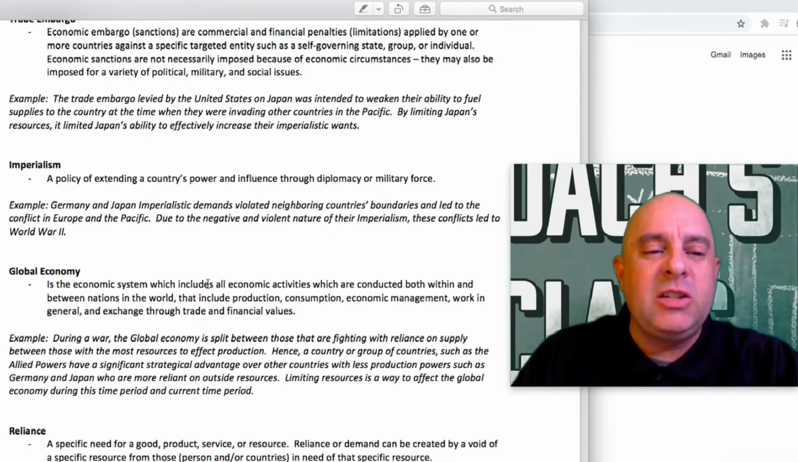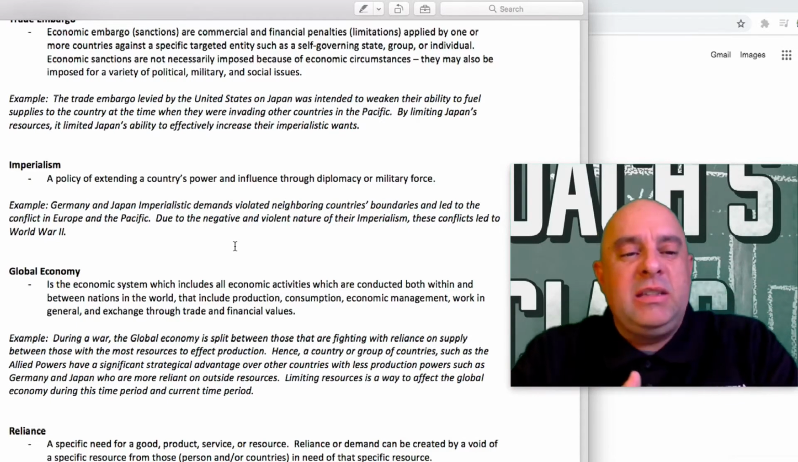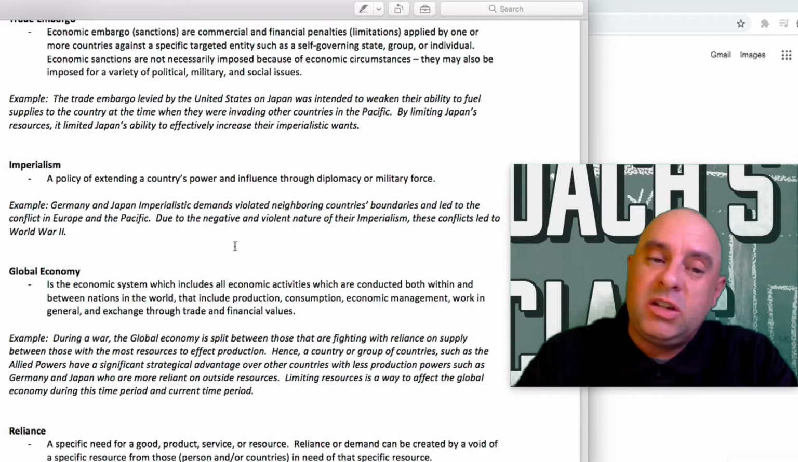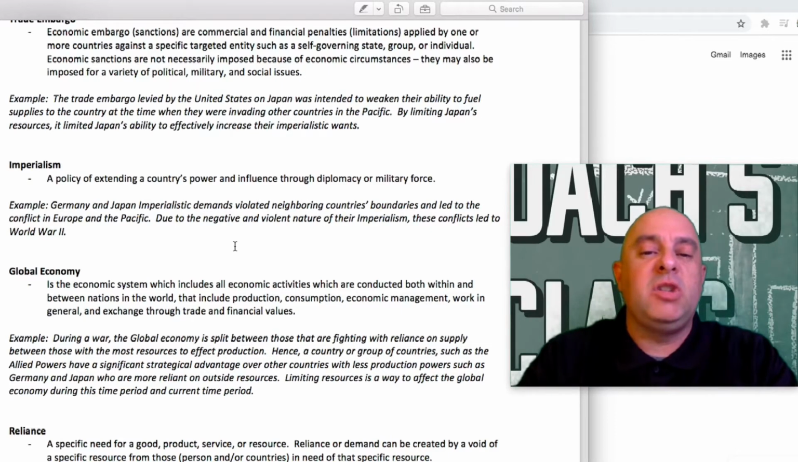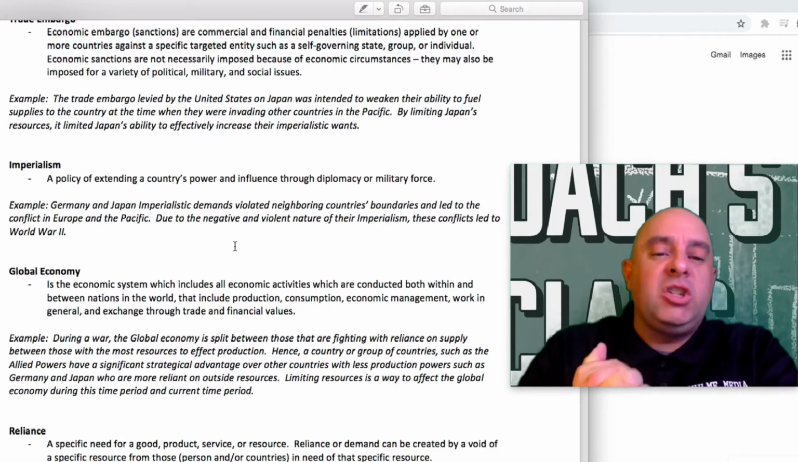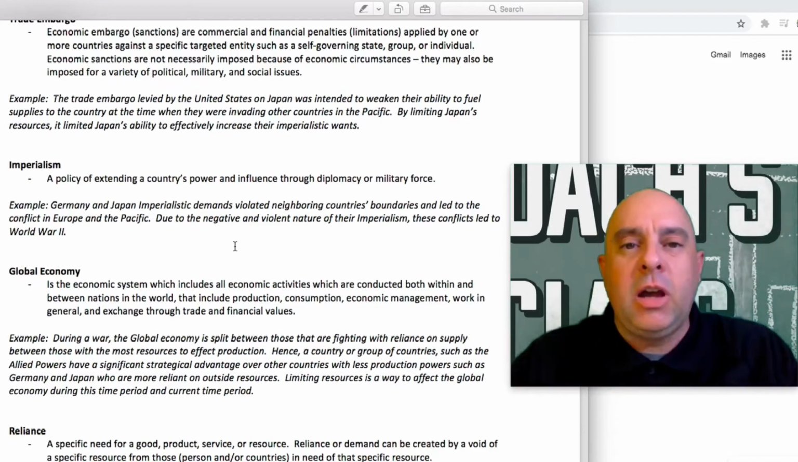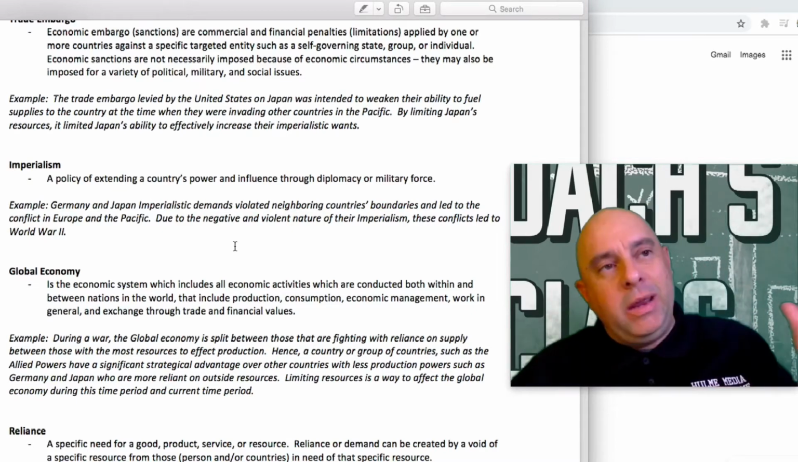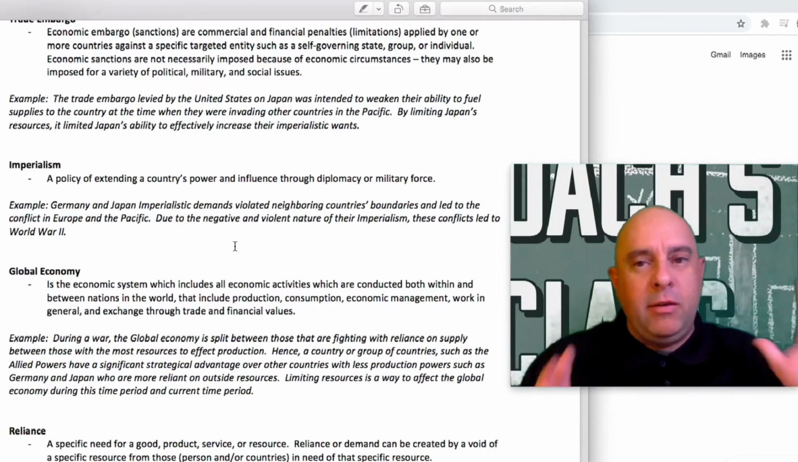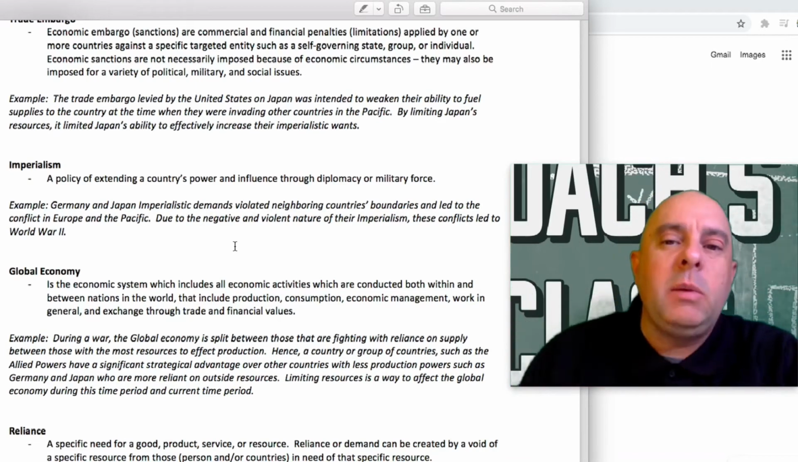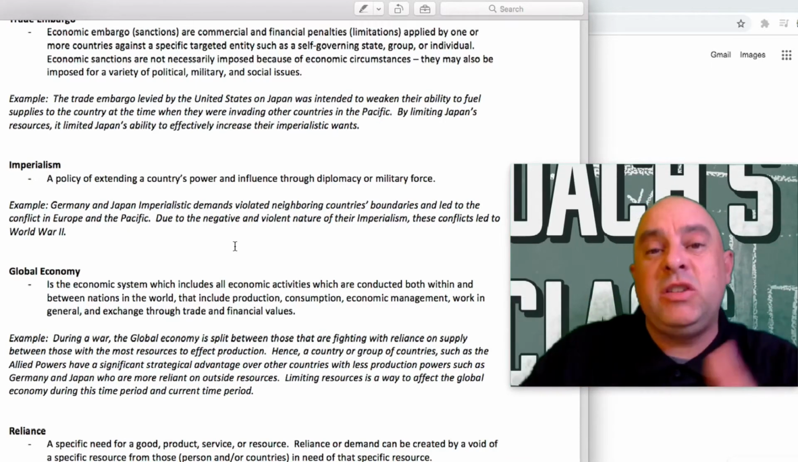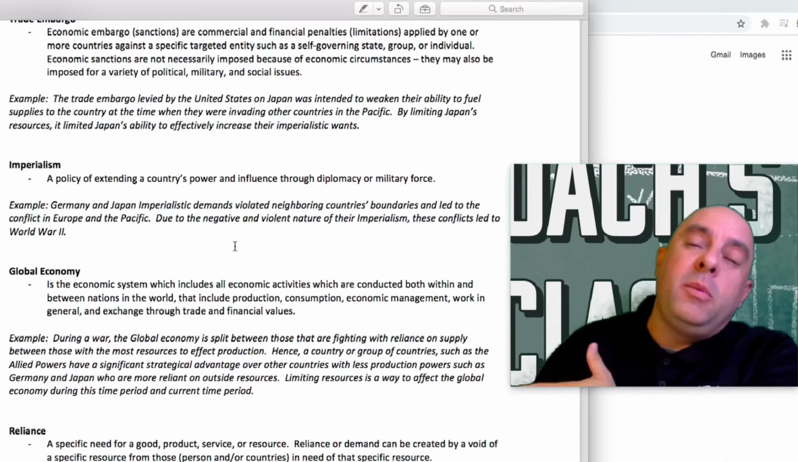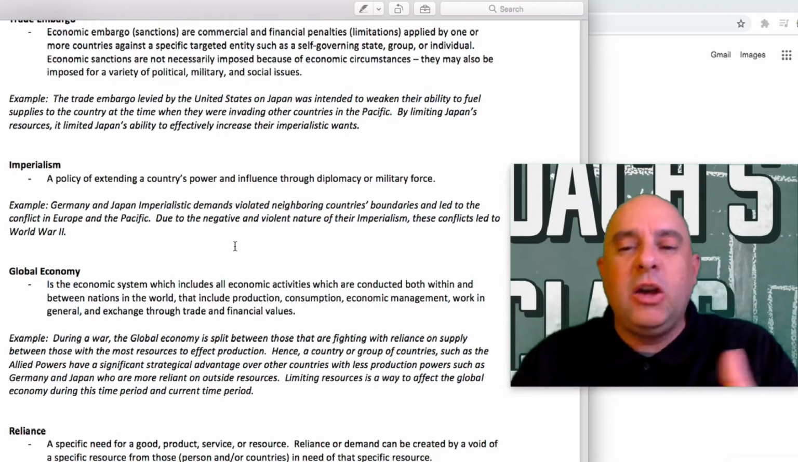Getting into the global economy, it's an economic system which includes all economic activities which are conducted both within and between nations in the world. That includes production, consumption, economic management, work in general, exchange and trade of financial values. So in our own economy here in the United States, let's just say, we go out and buy goods at Walmart, Target, wherever we shop, Food for Less, Dollar Store, whatever. Go to the mall. That's part of the economy. Obviously, the goods have to get shipped there, so we have distribution centers, and the manufacturer or company that makes it, and so it interlinks.